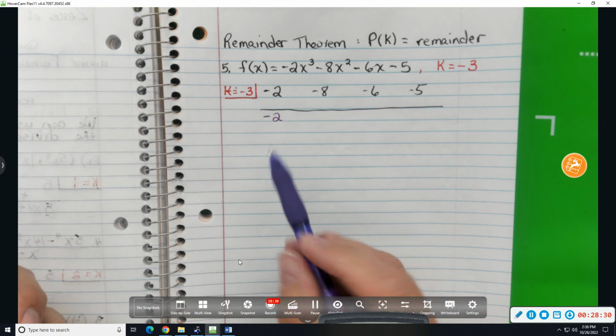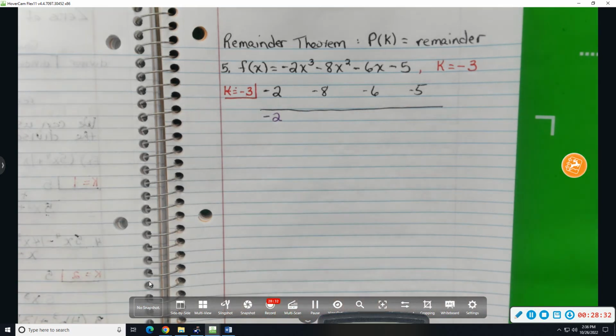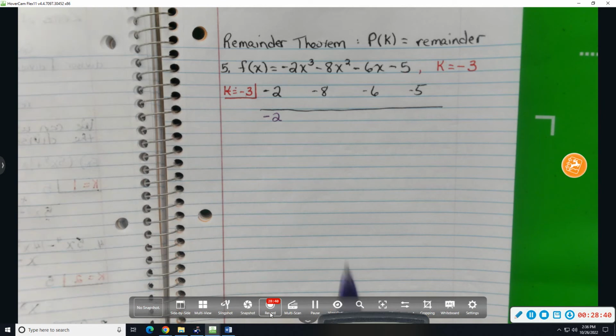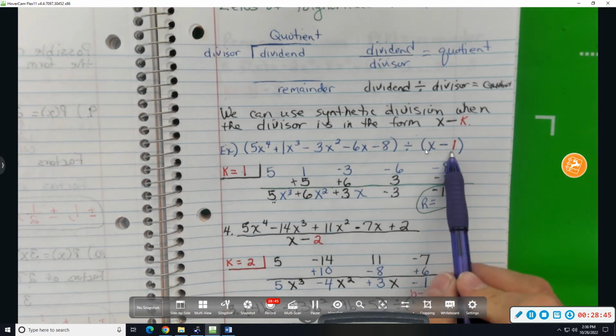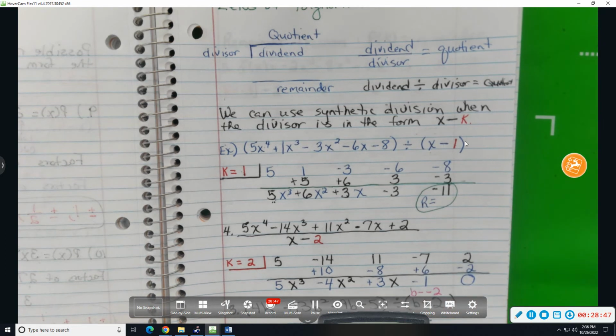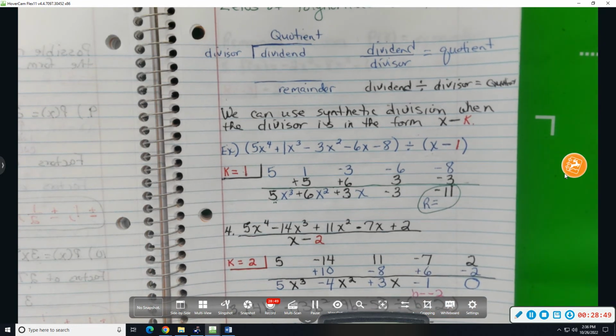Oh, question. No, it only changes if they don't just tell you k equals. Like here, it didn't tell you k equals. That's when you have to change the sign. If it gives you the k value, you don't have to change it.